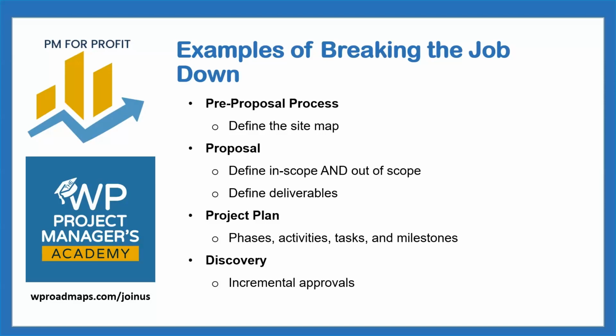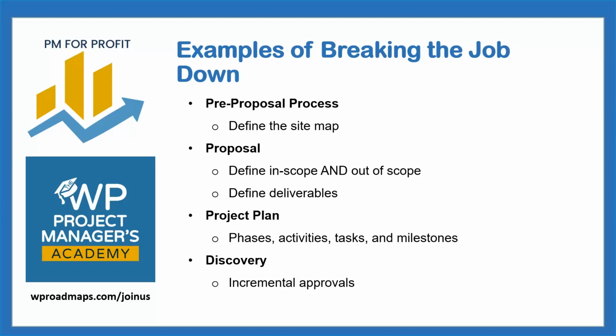There's two places in the proposal where you can break the job down. One is by defining what is in scope and what is out of scope. Now, a lot of people say if it's not in the proposal, then it's out of scope. That is not precise enough because clients make certain assumptions about what they think they know about website development. So you have to be very specific about what is out of scope, especially when there are things that you don't do. Let's say that you do not do ongoing SEO, then you need to put that as out of scope.